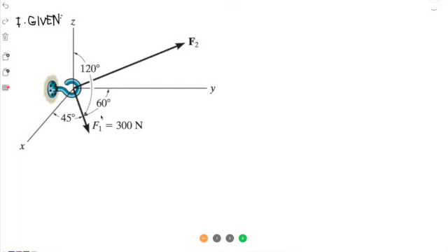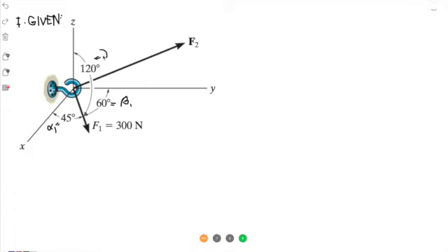So for F1, we have the magnitude is 300 newtons. We have the coordinate direction angles. We have alpha, let's call it alpha 1 since this is F1. So alpha 1 is 45, 60 degrees is your beta 1, and 120 degrees is your gamma 1.